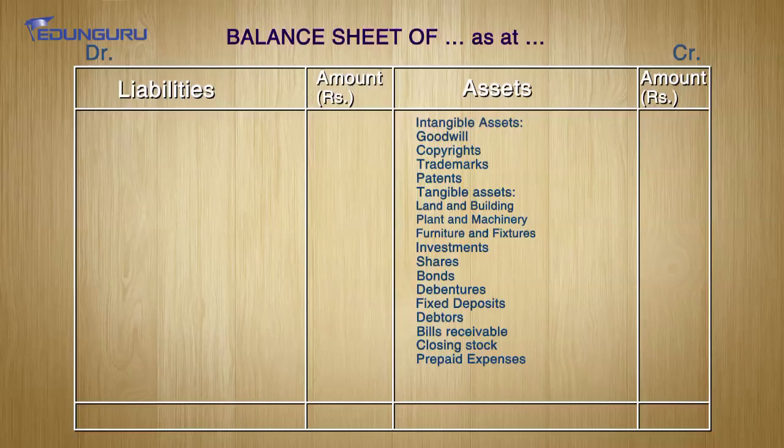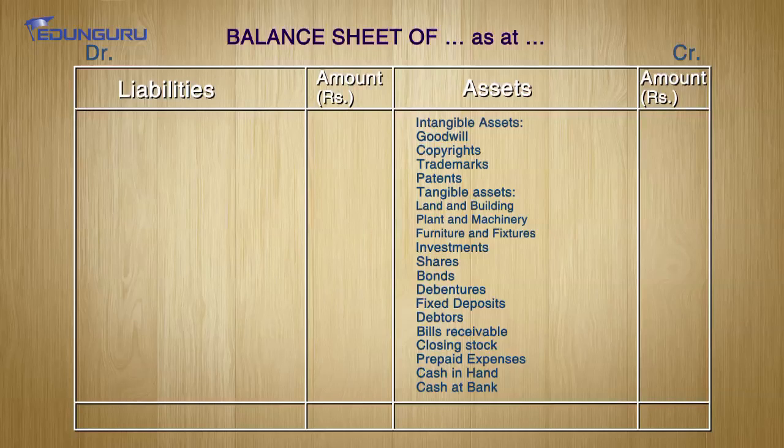To end up on the asset side, students, we have cash in hand and cash at bank. Whatever money is there in your business drawer is cash in hand. Whatever money is there in your business bank account is cash at bank. That completes your asset side, dear students. Now we move on further to the liability side.